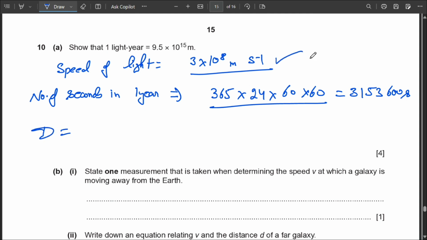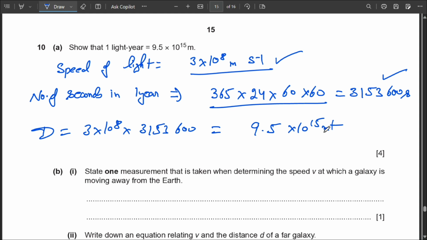So what is the distance? Distance is speed into time. This is the speed and this much is the time. So 3 into 10 to the power 8 into 3153600, you will get approximately 9.5 when you round it off, into 10 to the power 15 meter. So this is the working.